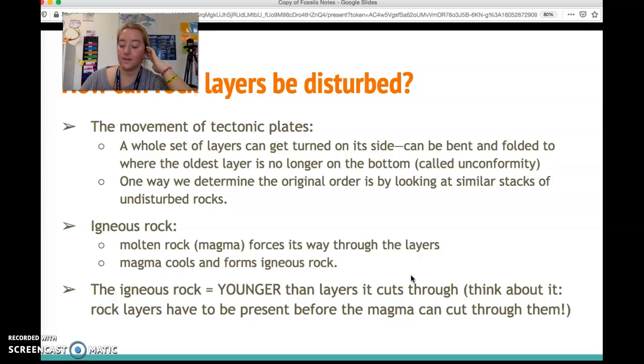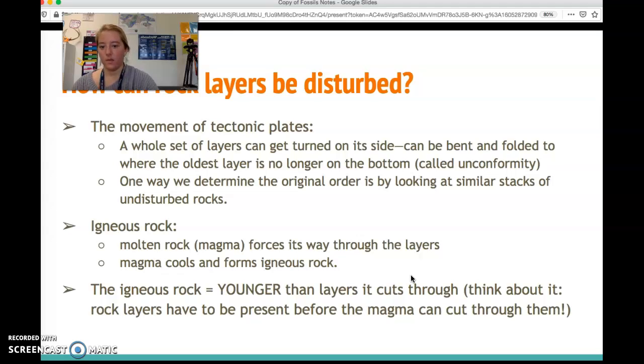The movement of tectonic plates can change the way that rock layers are distributed. A whole set of layers can get turned on its side. It can be bent or folded to where the oldest layer is no longer on the bottom. We call this unconformity. And again, we'll talk about this another day in depth as well. One way we determine the original order is by looking at similar stacks of undisturbed rock. So if there was an area that the tectonic plates had moved, we could look at its surrounding area and see, okay, were those layers undisturbed or not?